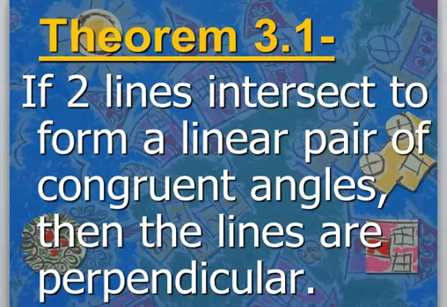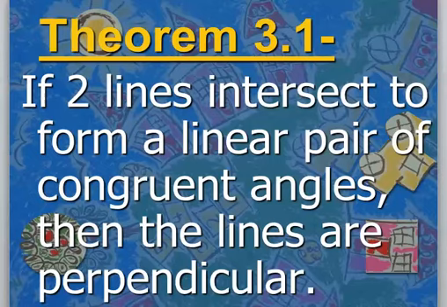The postulates are just numbered in the order they appear in the book. Same thing with the theorems. So the first one is theorem 3.1. That means we're in chapter 3, and this is the first theorem that we've discussed in the chapter. There is no reason to memorize the numbers. You do need to know the content of the theorems.